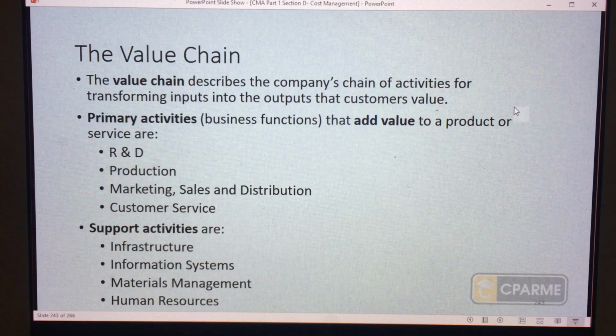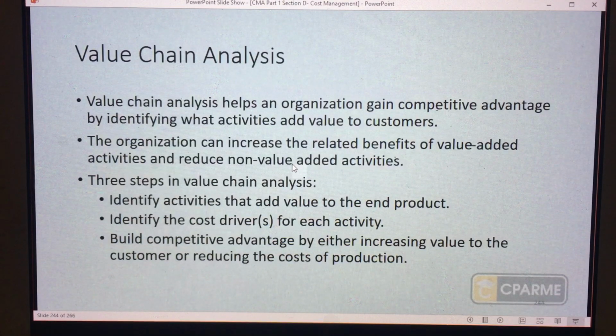For your MCQs, usually tatanungin lang naman for you to identify which activities are primary, or which of the following is an example of a primary activity, or which of the following is the support activity. So tandaan, the primary activities or business functions should add value doon sa product. The value chain analysis helps an organization gain competitive advantage by identifying what activities add value to the customer. So the organization can increase the related benefits of value-added activities and reduce the non-value-added activities.